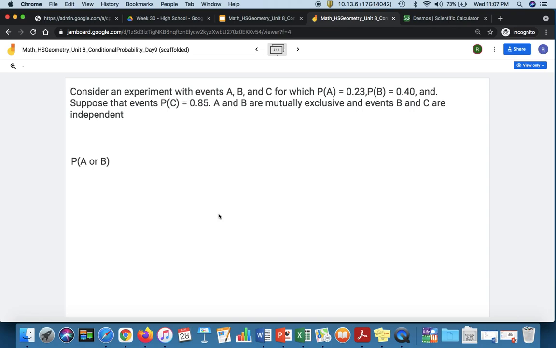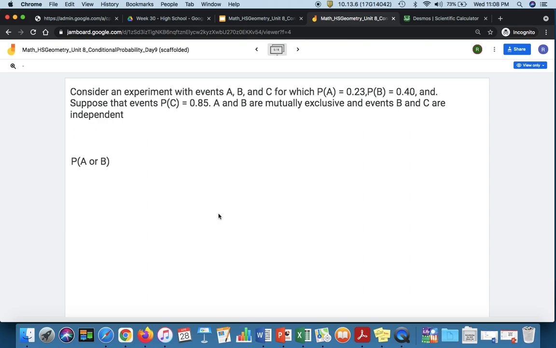In this example, we're asked to consider an experiment with events A, B, and C for which the probability of A is 0.23, the probability of B is 0.40, and suppose that the probability of C is 0.85. I've got these three events. A and B are mutually exclusive, and events B and C are independent. So we have to know the language here, right? We cannot use our intuition. There's nothing here given for our intuition. There's no deck of cards and there's no dice.